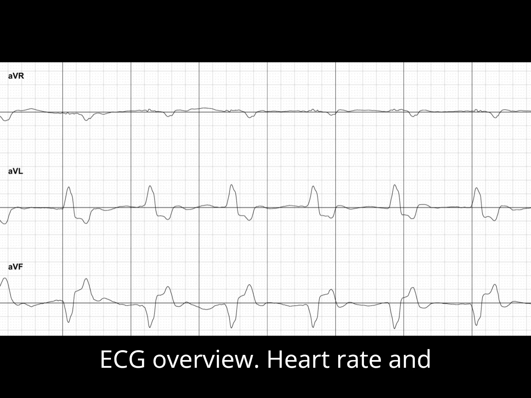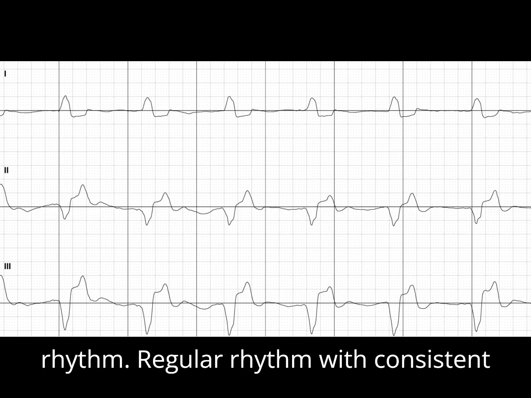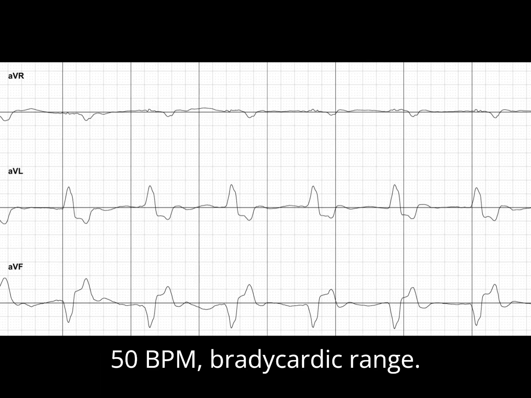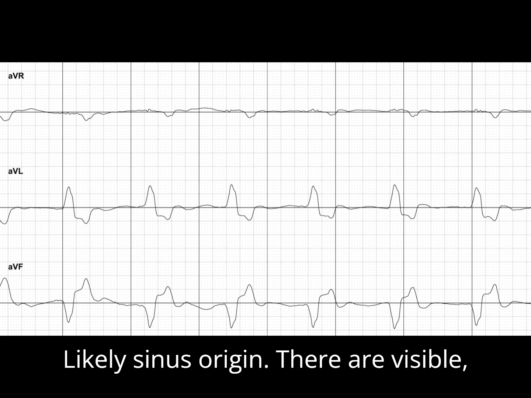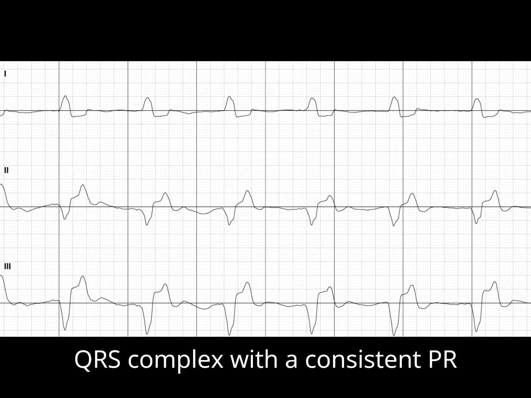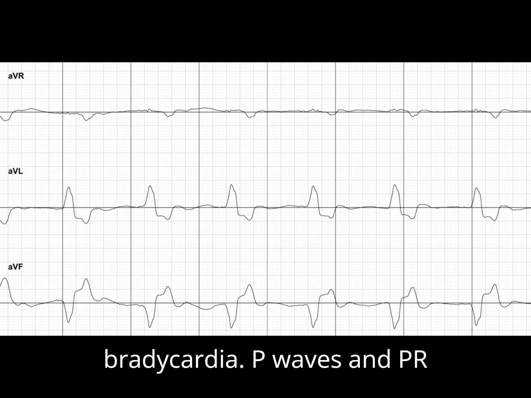ECG overview. Heart rate and rhythm. Regular rhythm with consistent RR intervals. Heart rate approximately 50 BPM, bradycardic range. Likely sinus origin. There are visible, upright P waves in lead II before each QRS complex with a consistent PR interval. This suggests sinus bradycardia.